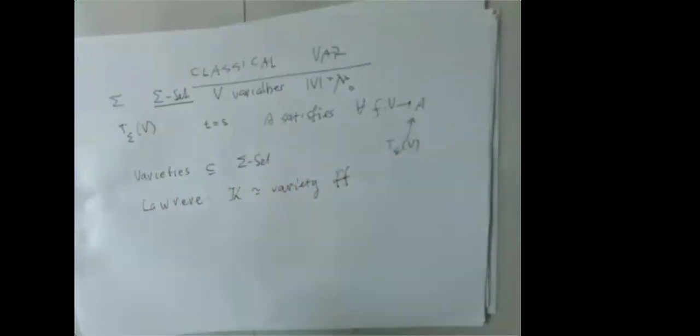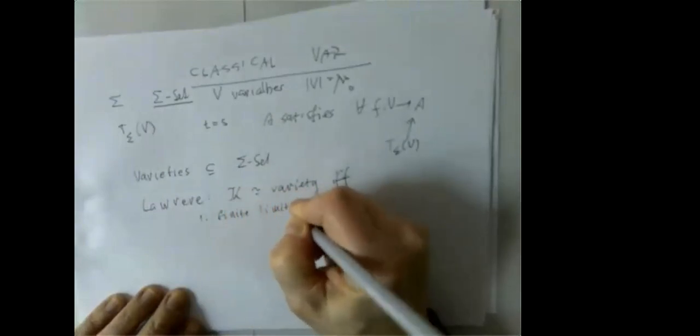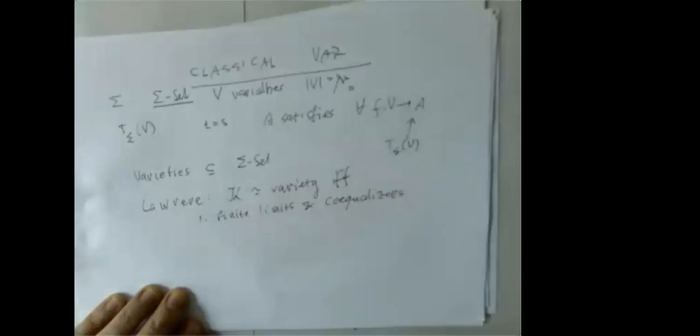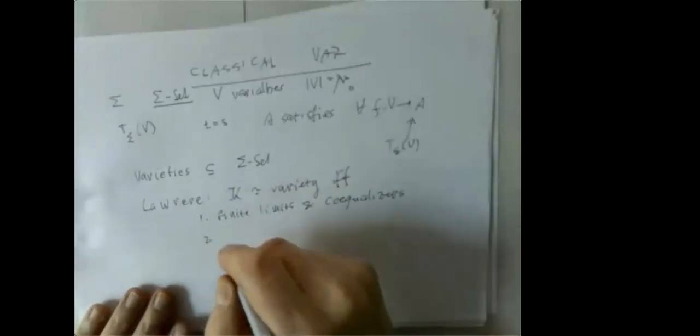And now he had a couple of conditions. One was that you have to have finite limits and co-equalizers. So this is very standard. The other one is that your equivalence relations are effective. So every equivalence relation is a kernel pair.